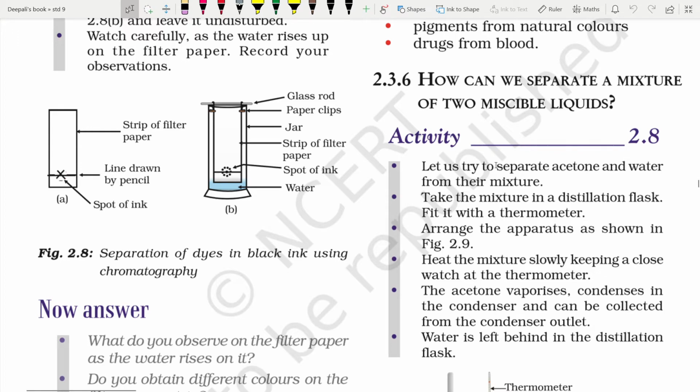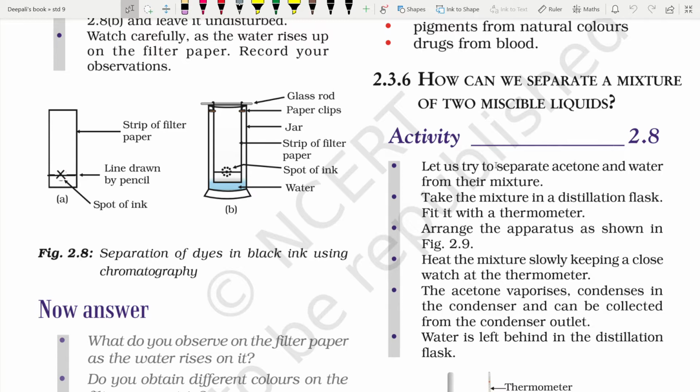How can we separate a mixture of two miscible liquids? Now we saw how to separate two immiscible liquids using a separating funnel. We saw how solids and liquids are separated by chromatography, and volatile and non-volatile substances by evaporation. Now let us see how we can separate two miscible liquids.